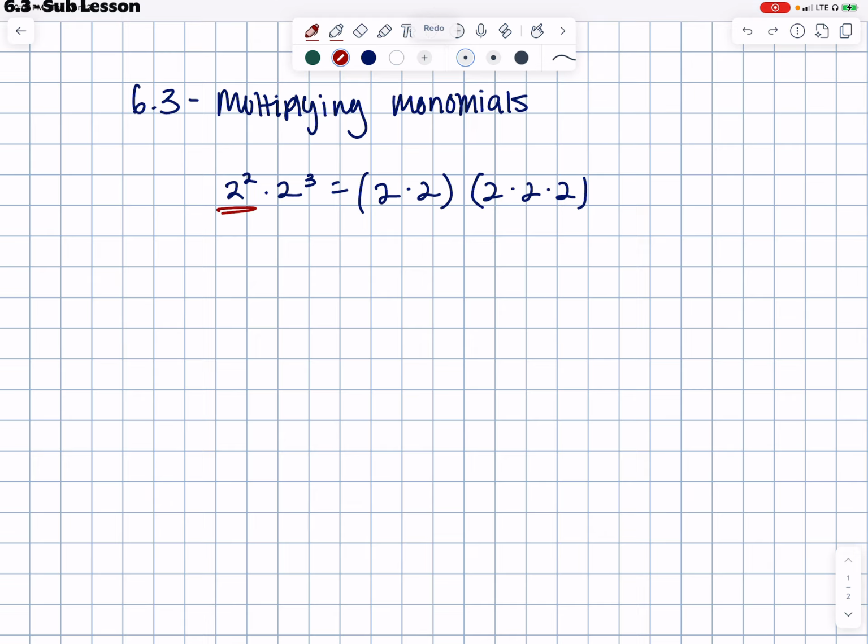So we got 2 to the second power. How many? 1, 2. And then we got 2 to the third power. 1, 2, 3. Not that hard. You guys are following along pretty well.